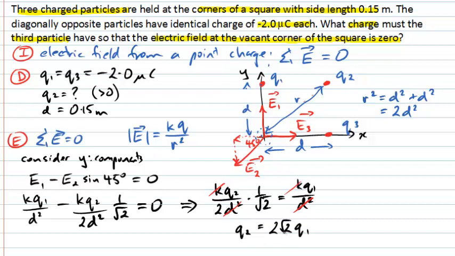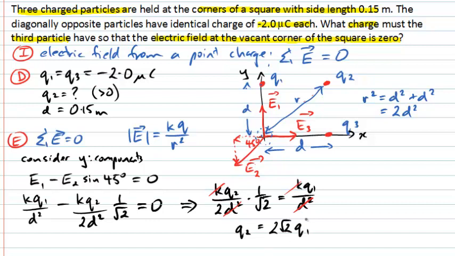This expression shows us that we actually don't care what size the square is. The side length of the square, D, actually cancels out of the problem. So all we really care about here is the fact that we are on a square. The symmetry was important, but the size of the square doesn't matter. And that's one of the reasons why it's nice to do the problem symbolically before we put the numbers in.